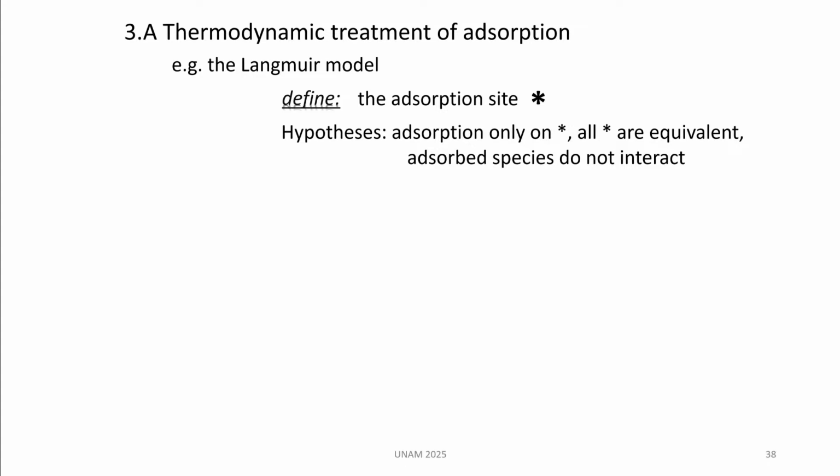First, you will define some adsorption sites. What are the adsorption sites? You don't need to know. It's probably a certain arrangement of atoms on the surface that is able to bind a molecule. But you will just denote it as a little star. And you will suppose that they are all equivalent, and as a consequence, they will all interact in the same way with molecules from the liquid or gas phase. And you will also suppose that the adsorbed molecules do not interact with each other, only with the surface. Okay? So this is certainly a gross simplification.